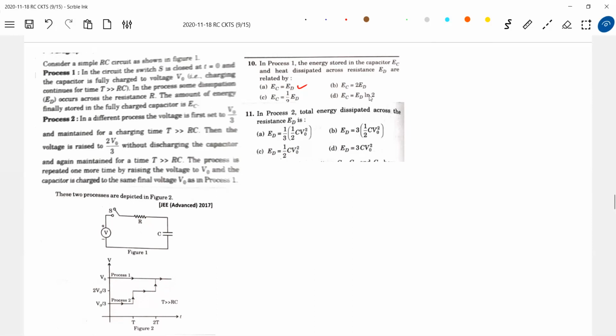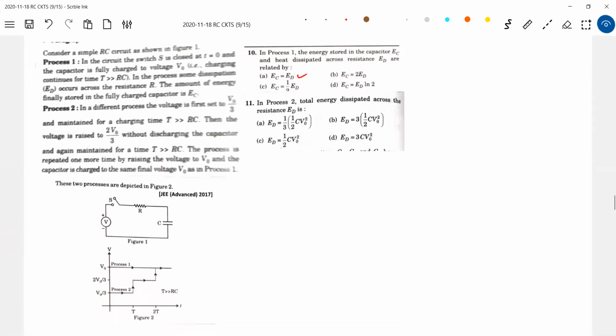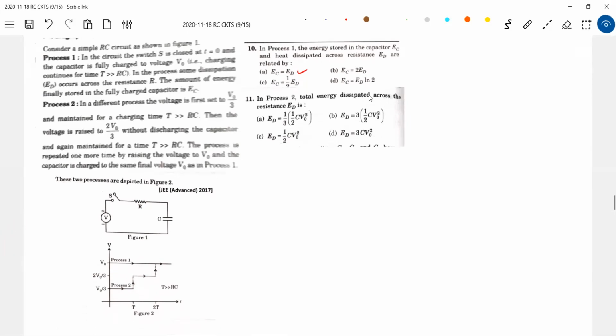Okay, the question number 10. What is the reason? Half of the work done by the cell will be stored in the capacitor, and the remaining half will be dissipated across the resistor. Therefore, EC should be equal to ET. Okay, 10, I think all of you understood. I'm proceeding further. Let's come to process 2.